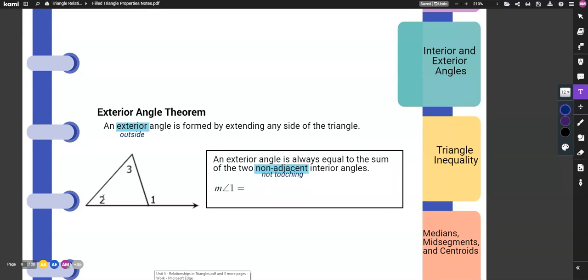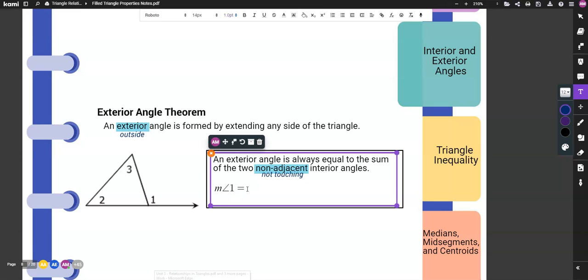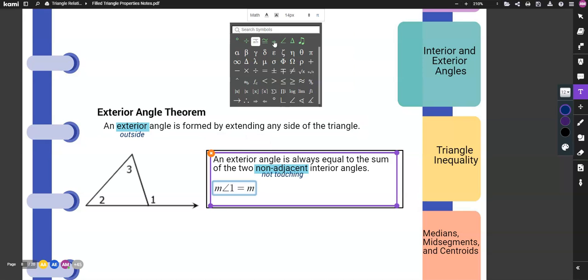So in this case, we have the measure of angle 2 and the measure of angle 3 will give us the measure of angle 1. So measure angle 1 is equal to the measure of angle 2 plus the measure of angle 3.